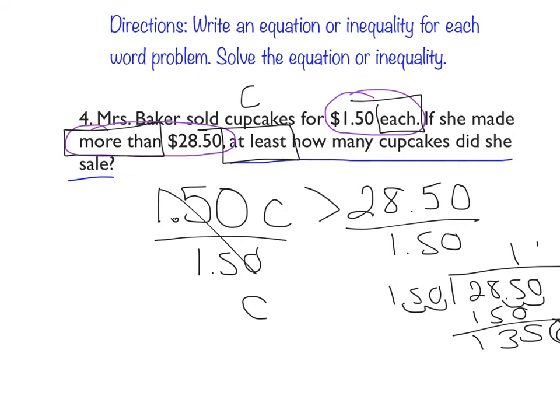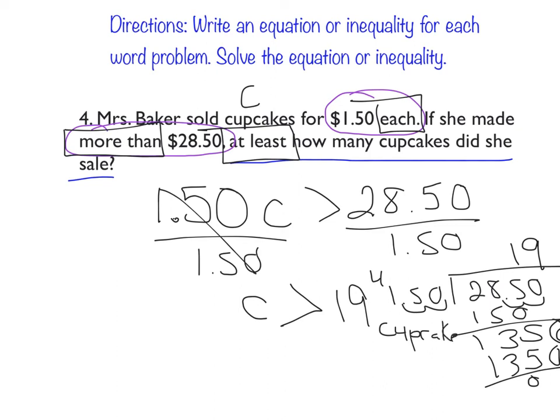Sorry, I need to switch to my pen. So 9 times 0 is 0. 9 times 5 is 45, carry my 4. 9 times 1 is 9, plus the 4 is 13. So she must sell more than 19 cupcakes. And don't forget to label your answer.